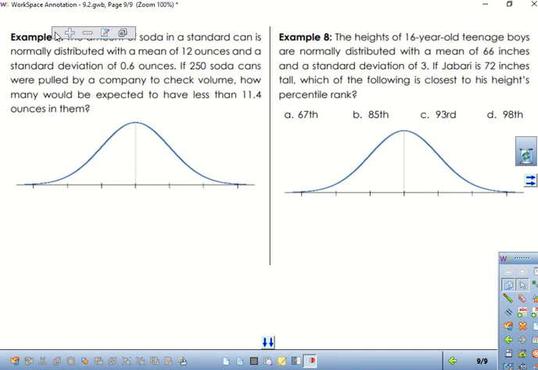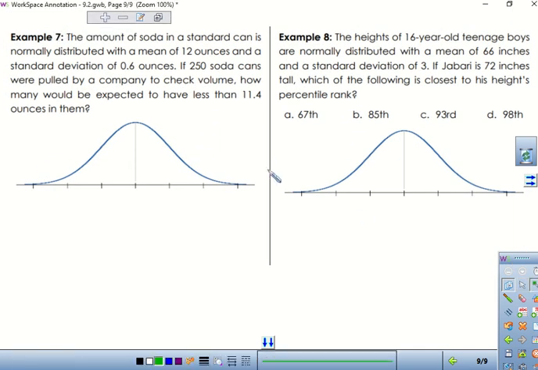Alright, so this one says, the amount of soda in a standard can is normally distributed with a mean of 12 ounces, so 12, and a standard deviation of 0.6. So that means we're going to be adding 0.6 on the right, repetitively. And on the left, we're going to be subtracting 0.6. Now from here, we would put in our percentages.